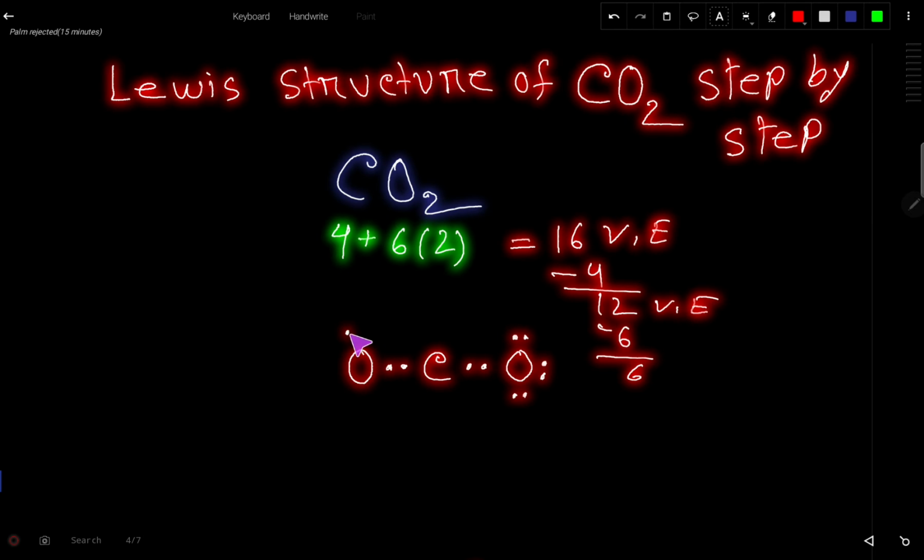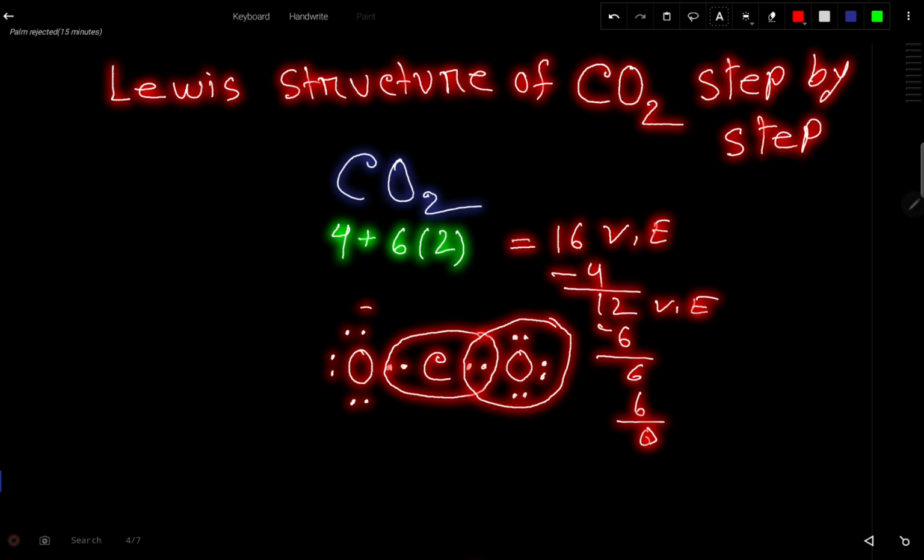So now we have to satisfy the octet for this oxygen. So here we will place 6 valence electrons. So here we have used all the valence electrons. Now look, this carbon has 4 valence electrons here, but we need 8. But this oxygen has 8 valence electrons and this oxygen has 8 valence electrons. So we need to satisfy the octet of the central atom now.